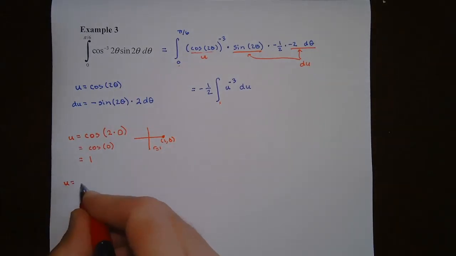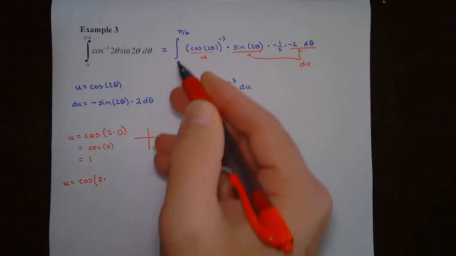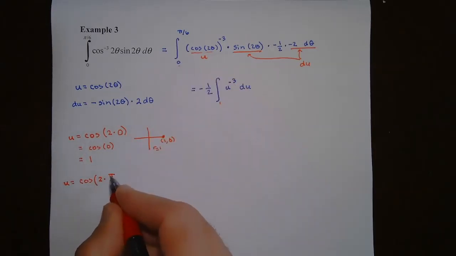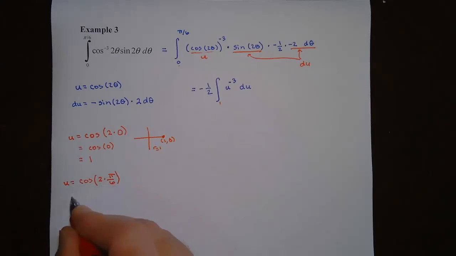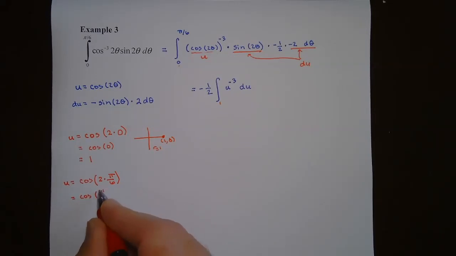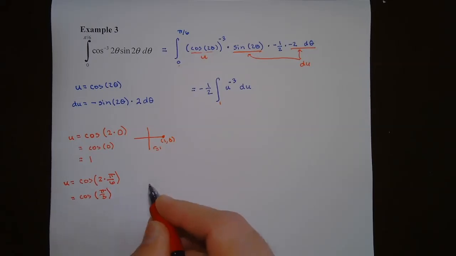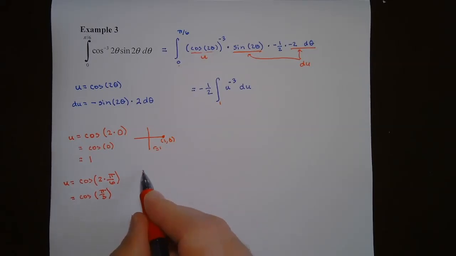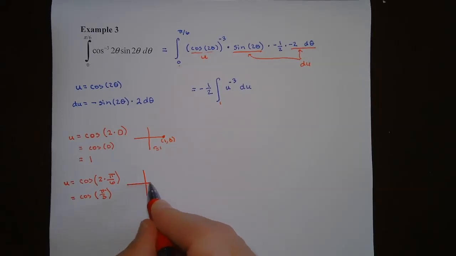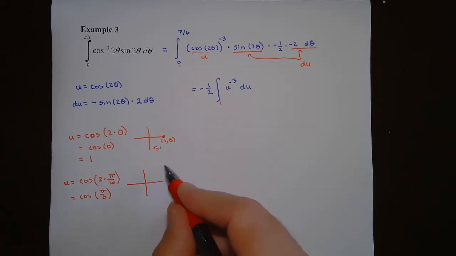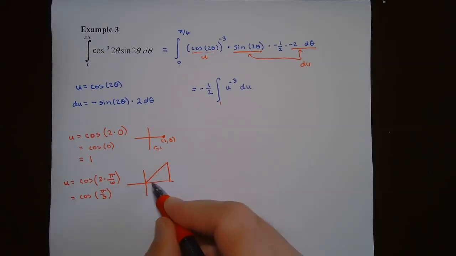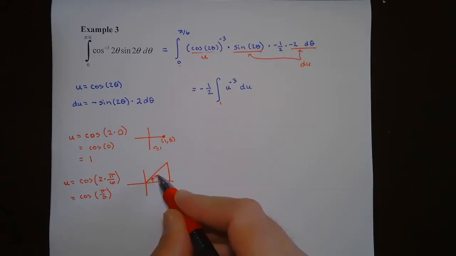So u is equal to cosine of 2 times your angle, which is pi over 6. Okay, and that is cosine of 2 pi over 6, which is really pi over 3. Okay, so I'm going to draw a diagram for this. And where is angle pi over 3? Pi over 3 is in the first quadrant. So I'm going to draw my diagram in my first quadrant. This is the angle of rotation, pi over 3.